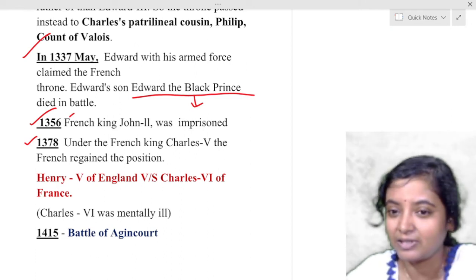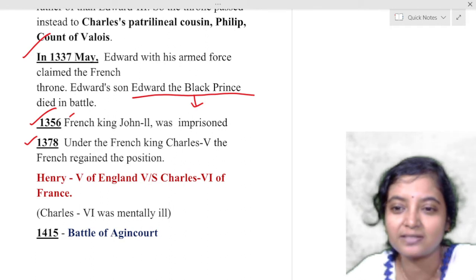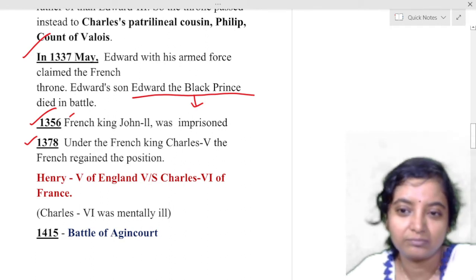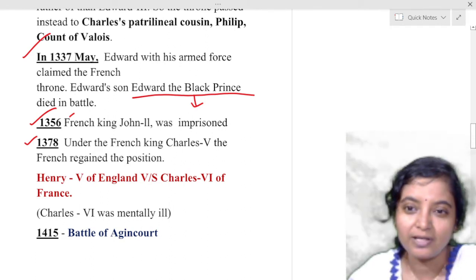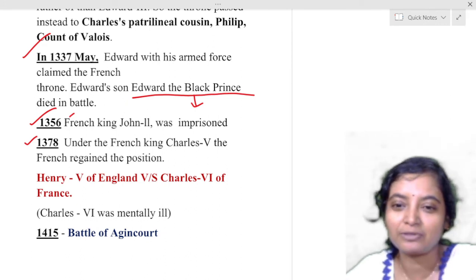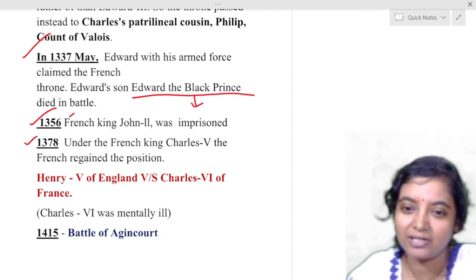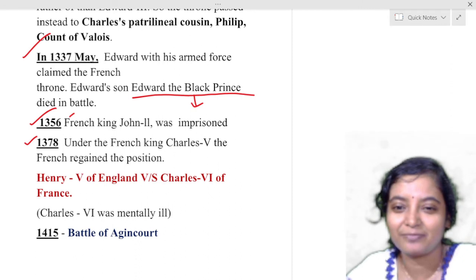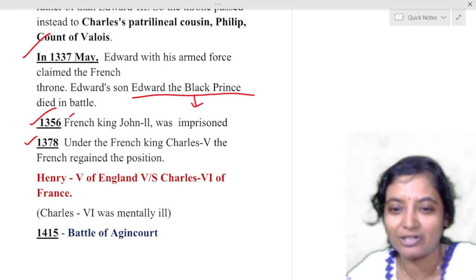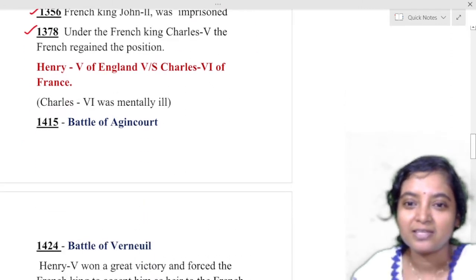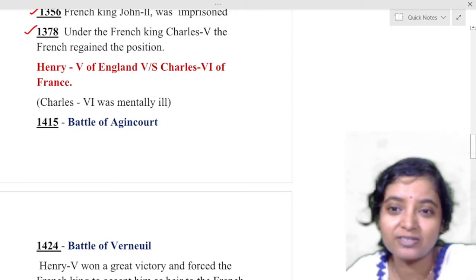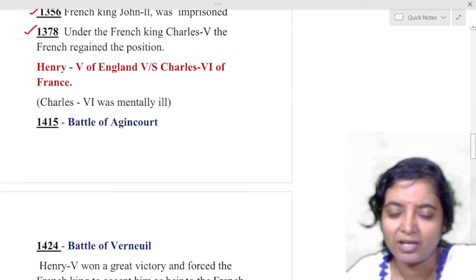Henry V of England versus Charles VI of France. The war was progressing in that way. The people were dying, kings were dying, the next king was on the throne, and again the war was going on, dragging over. Charles VI, what happened now? Charles VI was mentally ill, a very weak person.